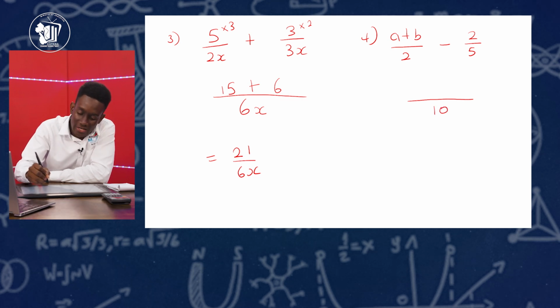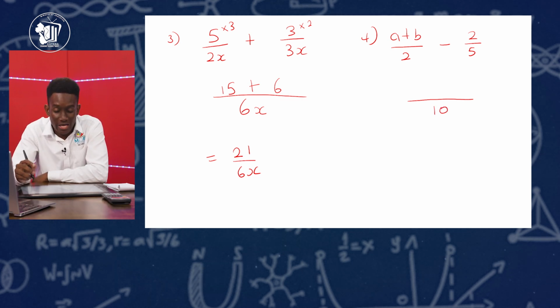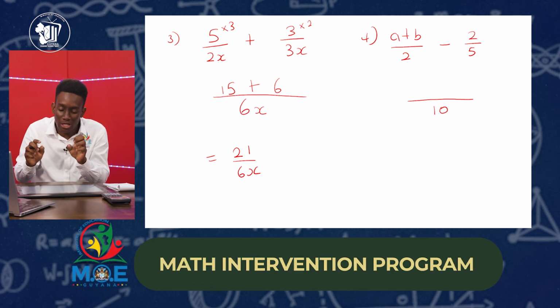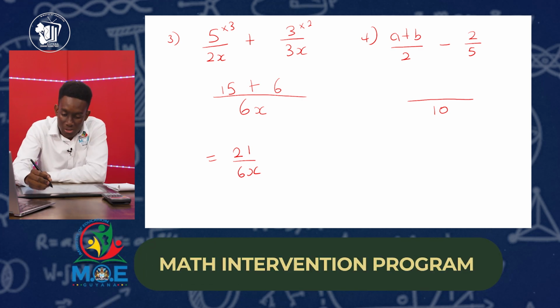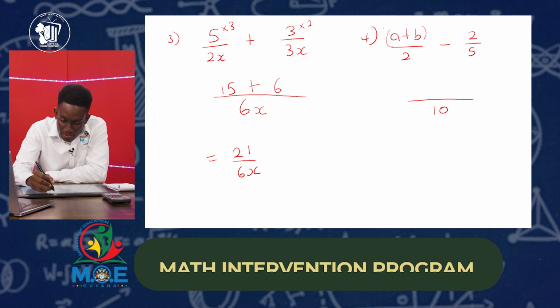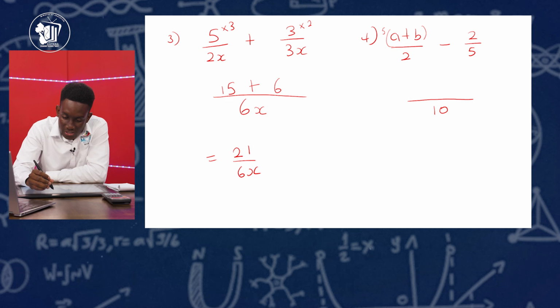And then 10 divided by 2 would give you 5. You take that 5 now and you multiply it by the numerator. The numerator here is a plus b. So we have to multiply this a plus b by the 5. You have to distribute this 5. 5 times a would be 5a, and then 5 times b would be plus 5b.